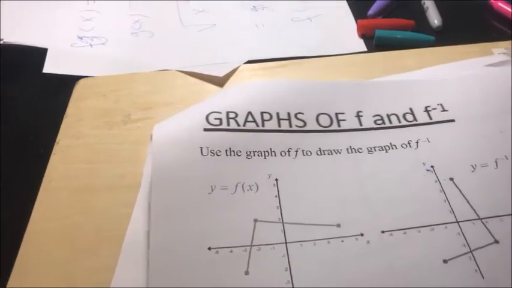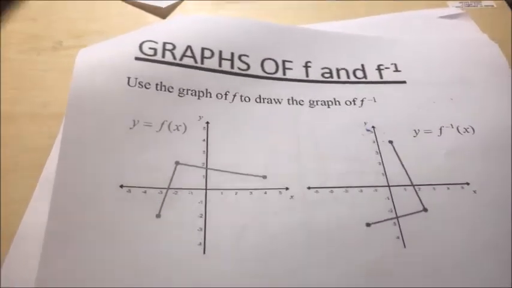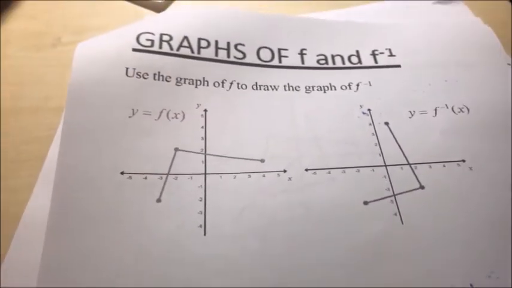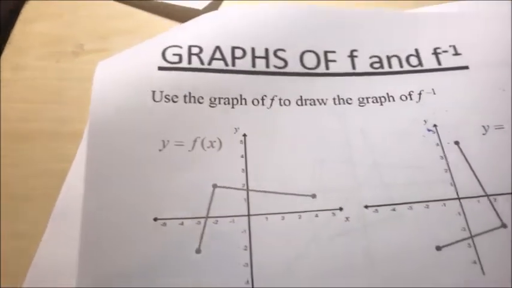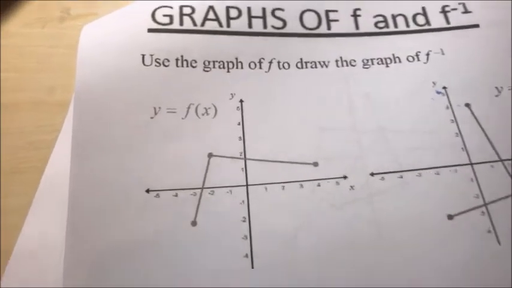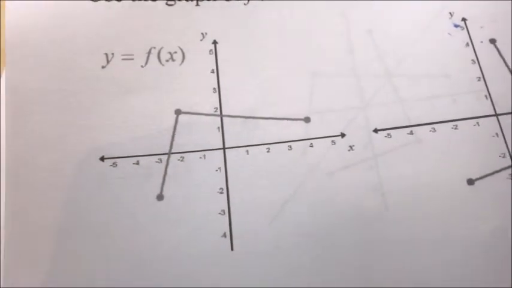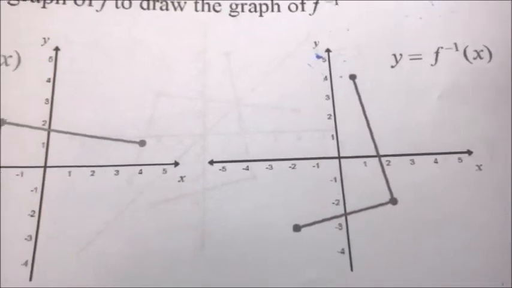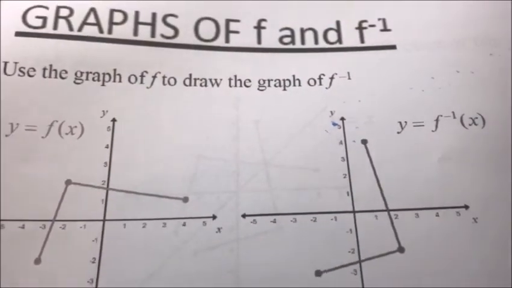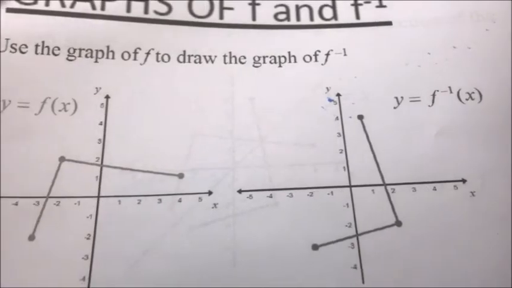Alright, finally, how are the graphs of a function and its inverse related to each other? Okay, so this is some graph here, y equals f of x. This is its inverse, y equals f inverse of x. This is how they're related.